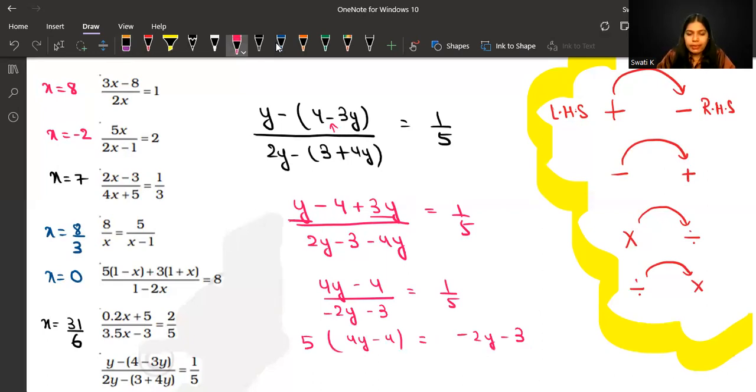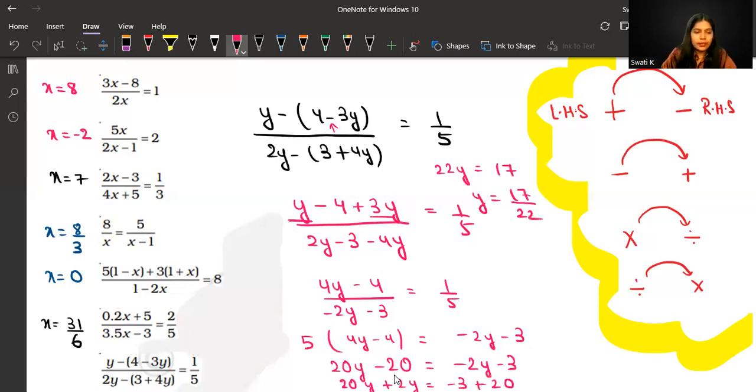Now this will become 5 times 4y, that is 20y, minus 5 times 4, that is 20, equals minus 2y minus 3. Now I'll be keeping 20y at the same place, and minus 2y will become plus 2y. And this minus 3 as it is, and minus 20 will become plus 20. Okay, so I'll just write down here. 20y plus 2y is of course 22y. And 20 minus 3 is 17. So the value of y we are getting is 17 by 22. So the value of y is 17 by 22.